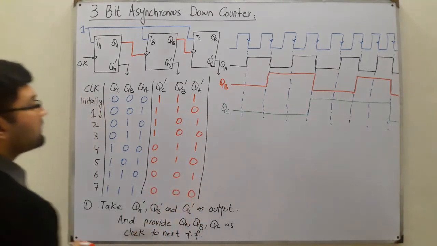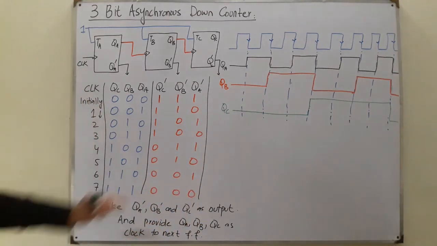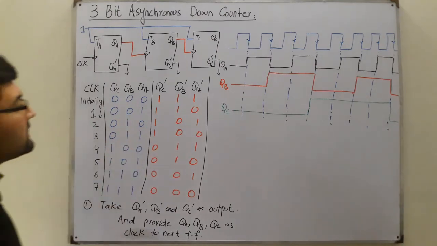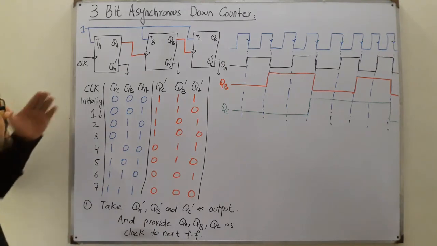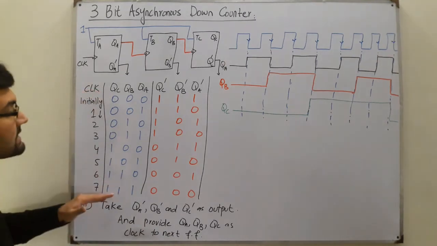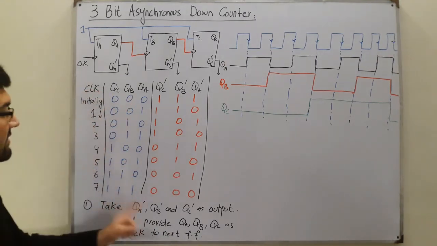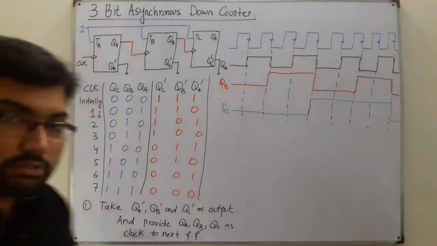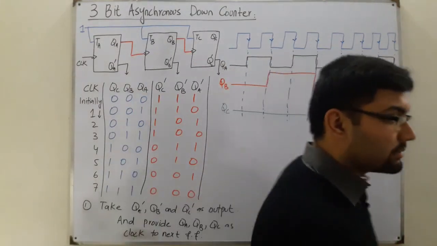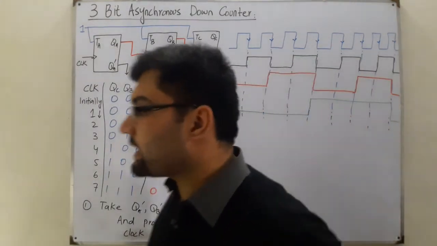Now you see that this is doing what? This is the down counting. It's coming from 7 and it's coming to 0. Initially it went from 0 till 7. Now it's coming from 7 till 0. So this is the down counting, isn't it? 0 to 7 is up counting, 7 to 0 is down counting. Is it clear till here?